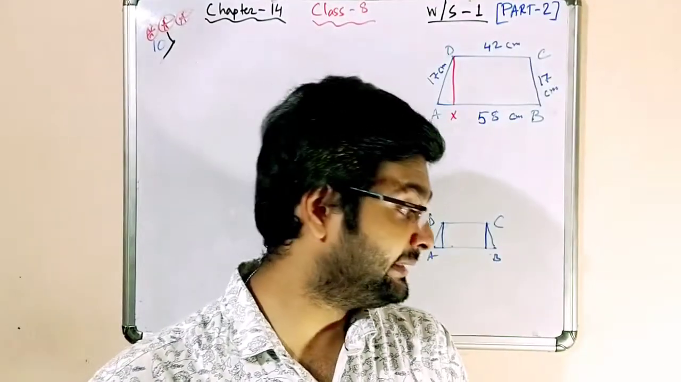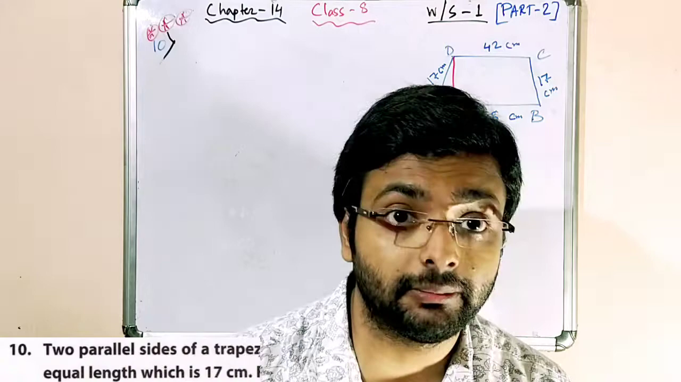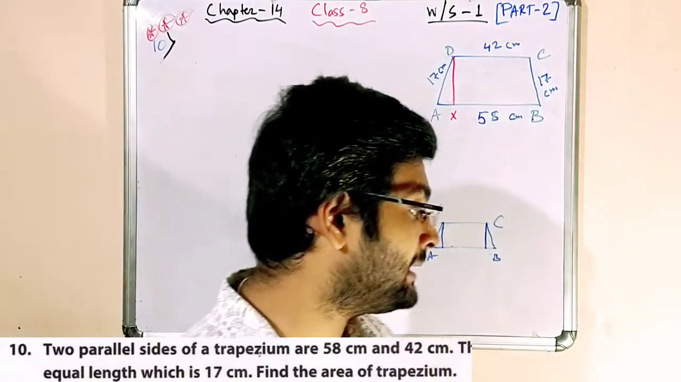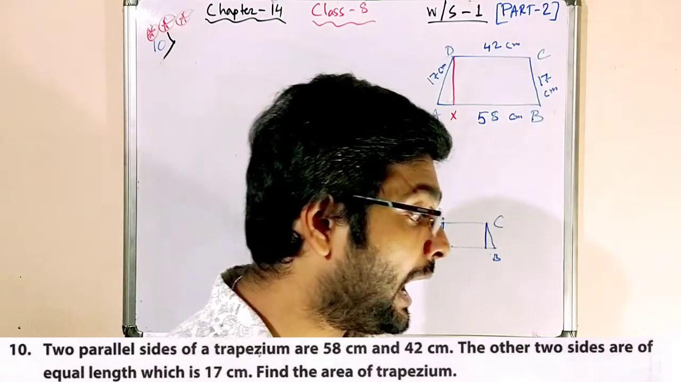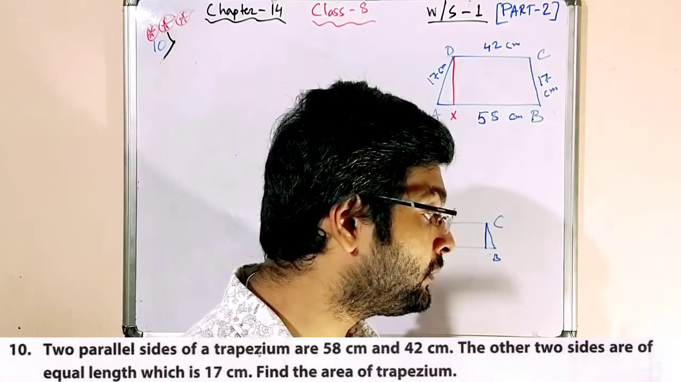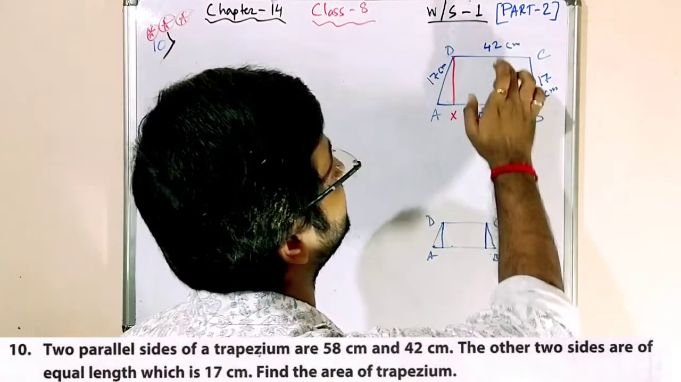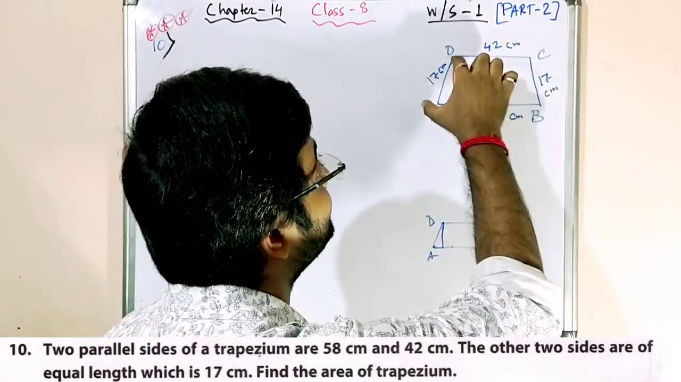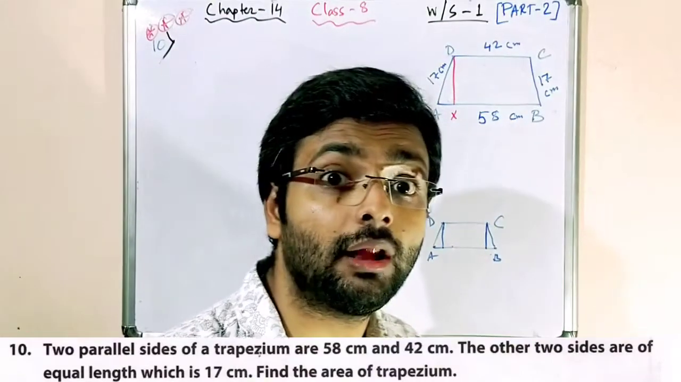Question number 10, and this is a very important sum. Maybe this sum can come in your exam. Okay, so the two parallel sides of a trapezium are 58 and 42 centimeter. The other two sides are equal in length, which is 17 centimeter. That means this is 58, this is 42. Okay, the non-parallel sides have been given and they are equal.